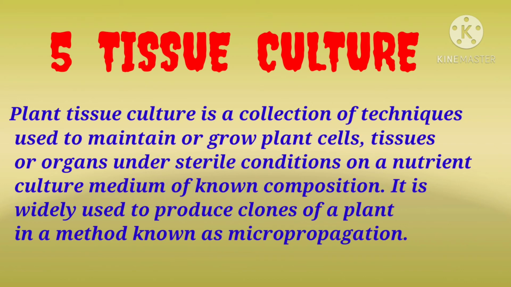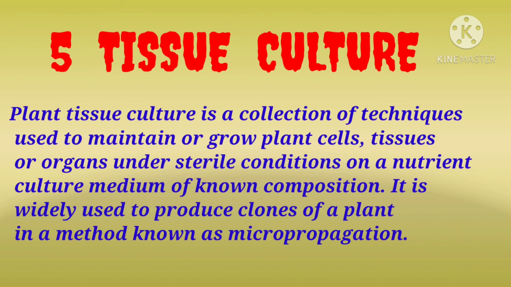Now the next method, that is tissue culture, and tissue culture may occur in plants and animals both. So plant tissue culture is a collection of techniques used to maintain or grow plant cells, tissues or organs under sterile conditions on a nutrient culture medium of known composition. That means whatever nutrient is required for this is used. It is widely used to produce clones of a plant in a method known as micropropagation. And nowadays it is very common because it is very useful also.